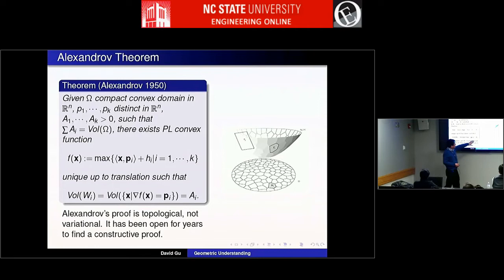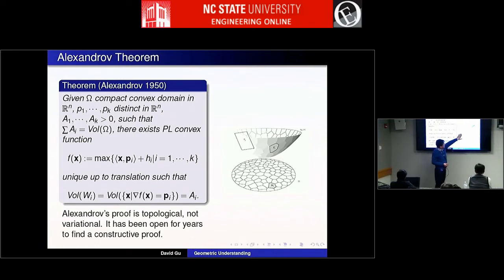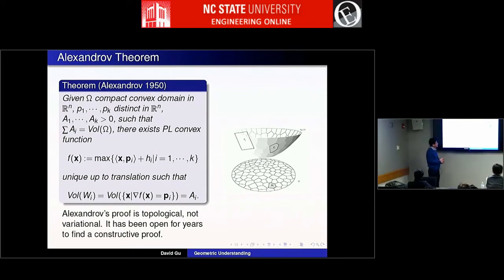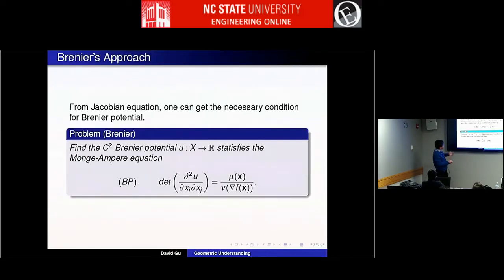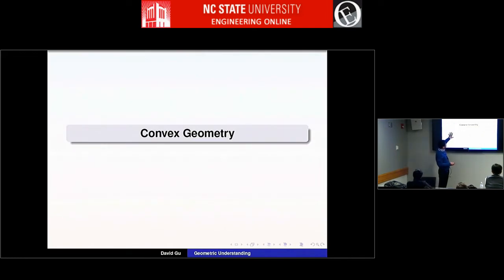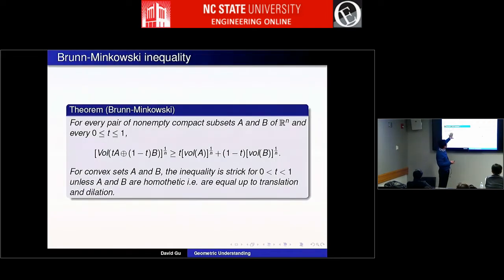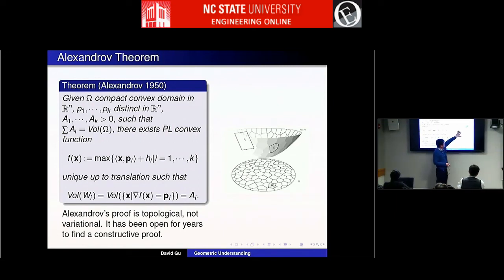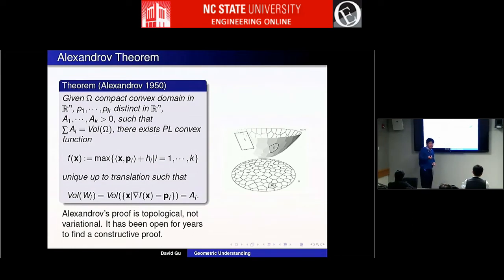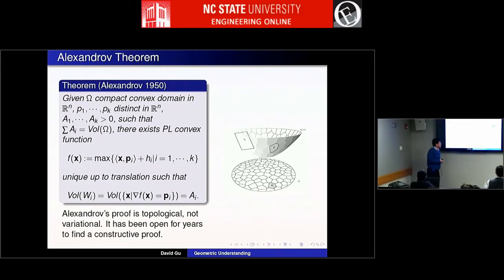Actually, the PDE governing this problem is exactly the Monge-Ampère equation. So just now we said the Brenier potential satisfies the Monge-Ampère equation. Then for the Alexandrov problem, same thing, same PDE. So this means they are talking about the same problem, but from different angles. One is from geometry, one is from probability theory. So therefore, if we can solve the Alexandrov problem, we can solve for the Brenier potential, we can solve the optimal transportation map, same thing.